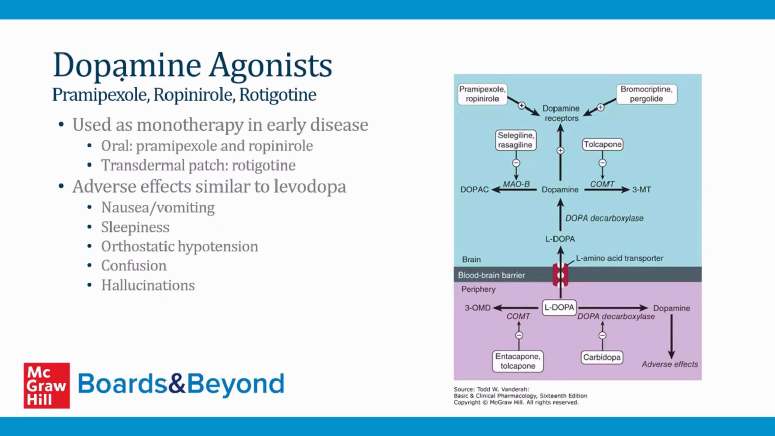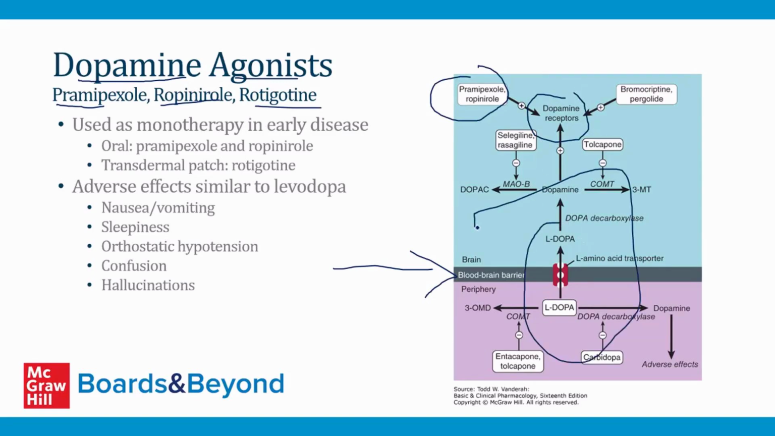Okay, our next group of drugs used to treat Parkinson's disease are the dopamine receptor agonist drugs. There are three important drugs in this group: pramipexole, ropinirole, and rotigotine. If you look at our biochemistry drawing over here, these drugs can directly bind to dopamine receptors and activate them. They don't require L-DOPA or any of these other things down at the bottom of this image. So these drugs can be used as monotherapy in early disease.